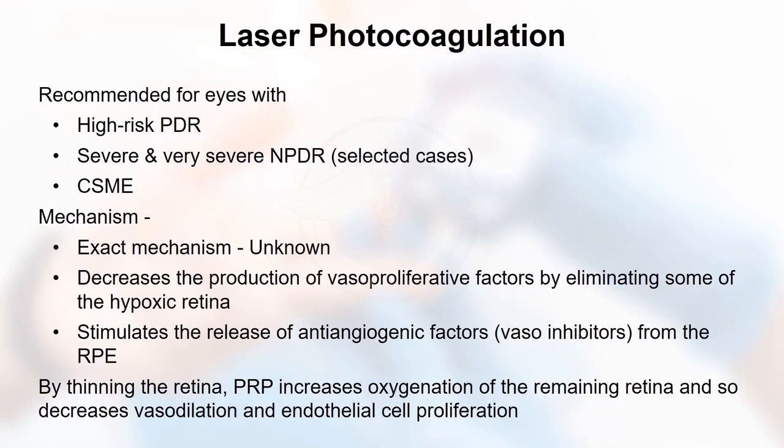Mechanism: the exact mechanism is unknown. It decreases the production of vasoproliferative factors by eliminating some of the hypoxic retina, and stimulates the release of anti-angiogenic factors, also inhibitors from the RPE. By thinning the retina, PRP increases oxygenation of the remaining retina and so decreases vasodilatation and endothelial cell proliferation.